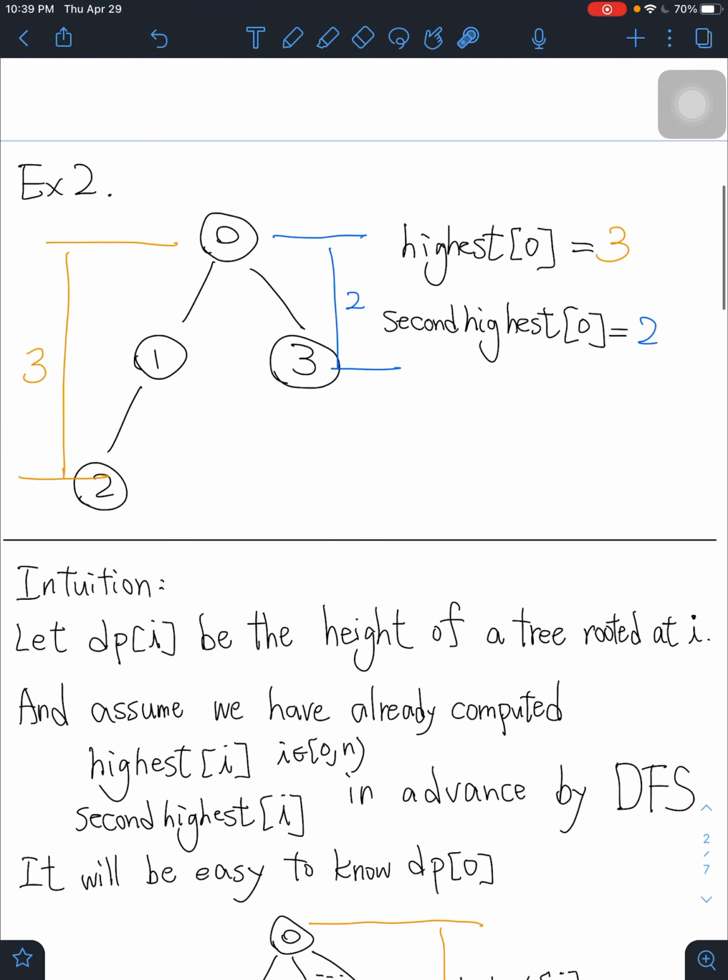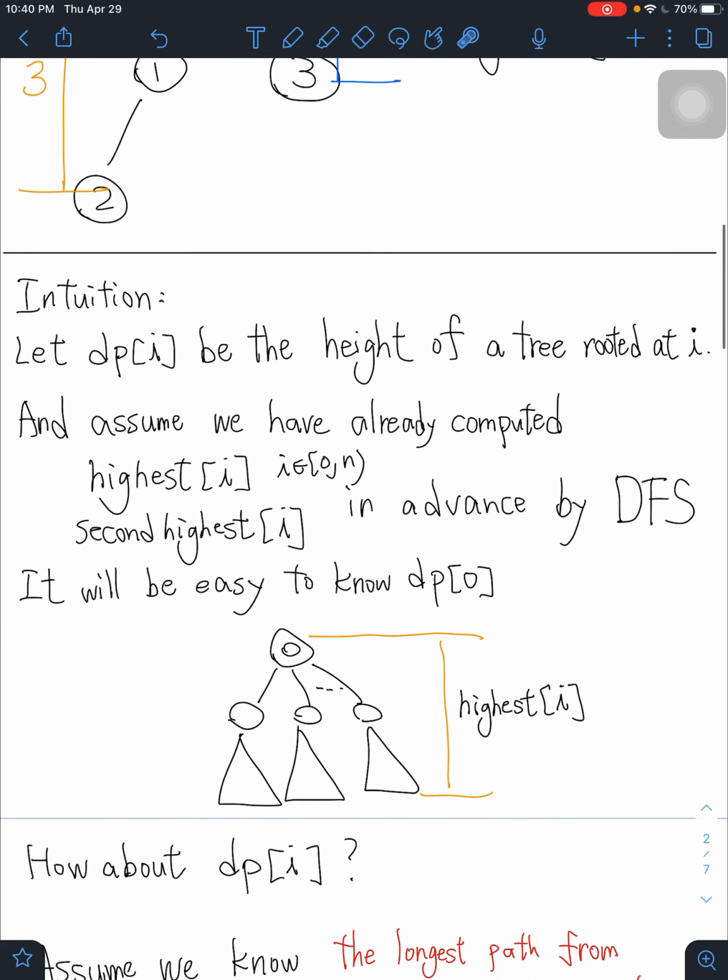So let's go through the second example. The second example is that highest[0] is 3. You can see that 0 has two choices, either goes to its left child, which is 1, or its right child, which is 3. So it will give 3 here and 2 in second_highest[0].